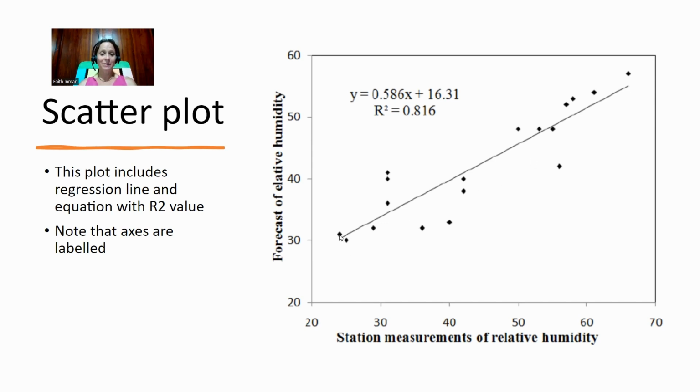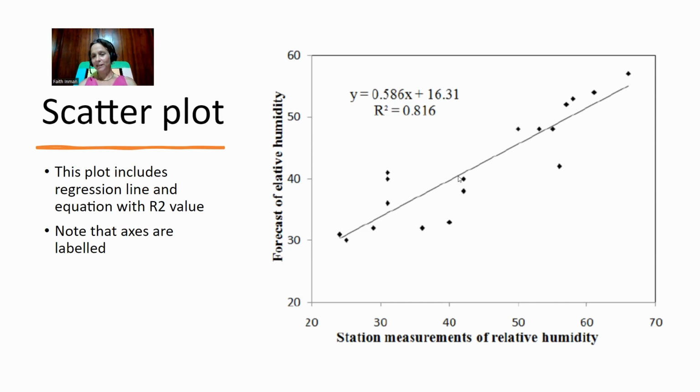In other words, sometimes the station measurements are a little bit off, right? They're not always exactly the same. Here, our station measurement was about 25, but the forecasted measurement was about 30, right? And sometimes it's a little bit higher or lower than the predicted.